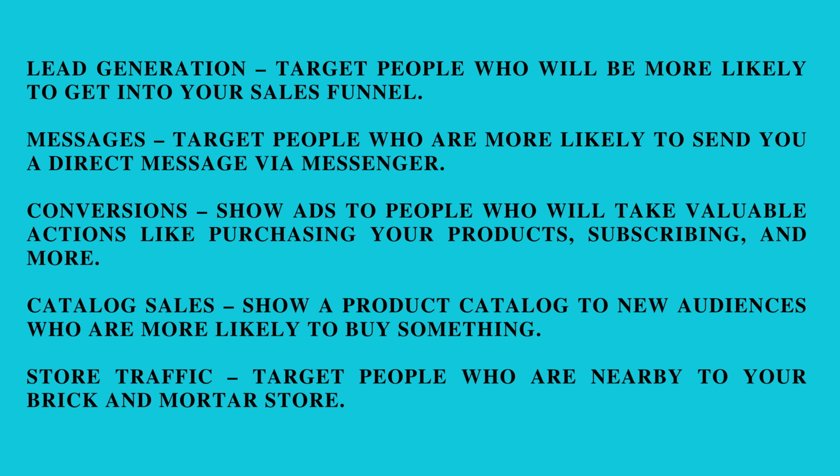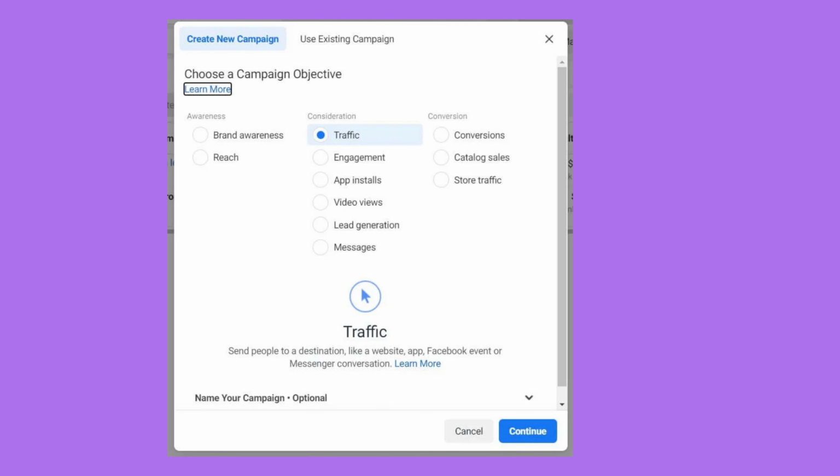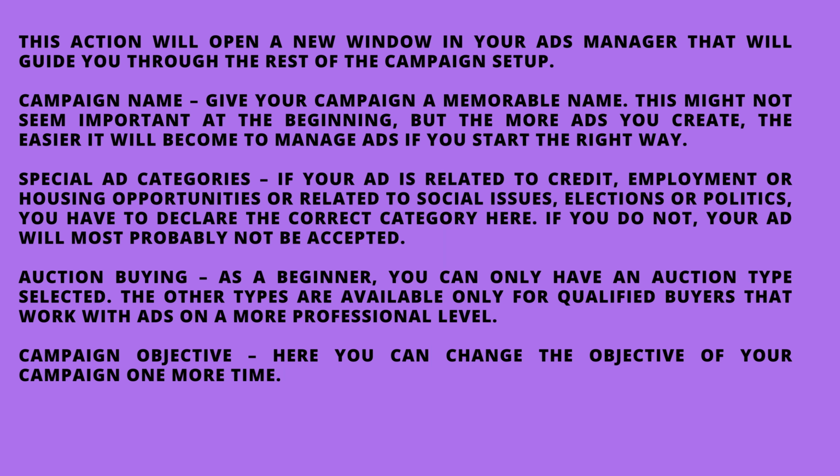This might not seem important at the beginning, but the more ads you create, the easier it will become to manage ads if you start the right way. Special ad categories: if your ad is related to credit, employment or housing opportunities, or related to social issues, elections or politics, you have to declare the correct category here. If you do not, your ad will most probably not be accepted.